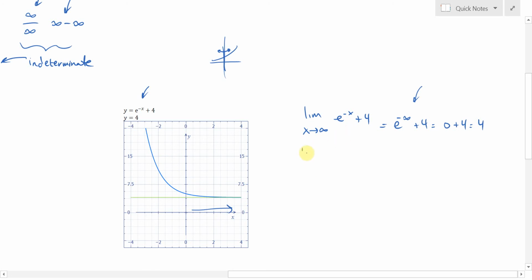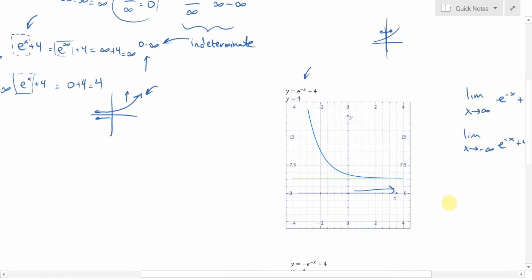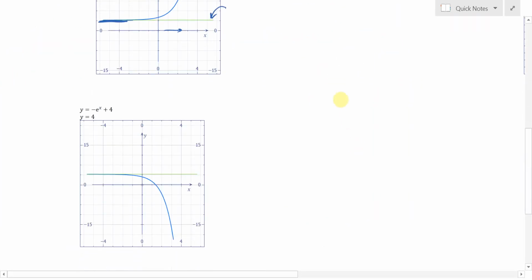And if we say, what's the limit as x goes to negative infinity of e to the negative x plus 4? Well, if you plug in negative infinity, that's e to the negative infinity... I mean, e to the infinity plus 4, which is just infinity plus 4, which is just infinity. Alright, so again, I can't stress this enough. Don't necessarily write this, but you can use this kind of reasoning to guide your answer. And it works exactly the way you would imagine it should.